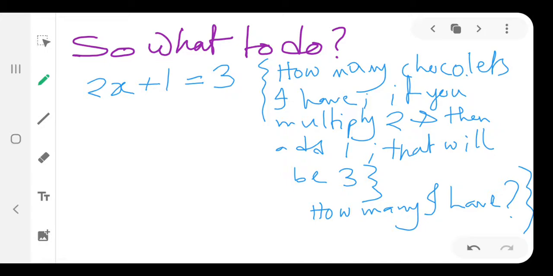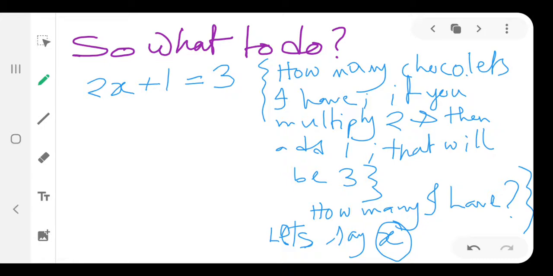So I have thought, let's say I have x chocolates. Okay. So whatever I have is x, and x can be any value. That we will find out, how much is x. What is the x value? But x can take any value, because it's a variable.